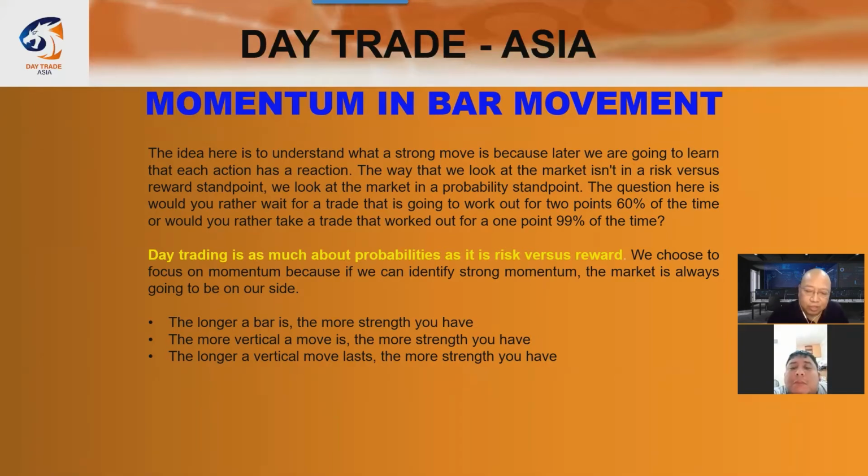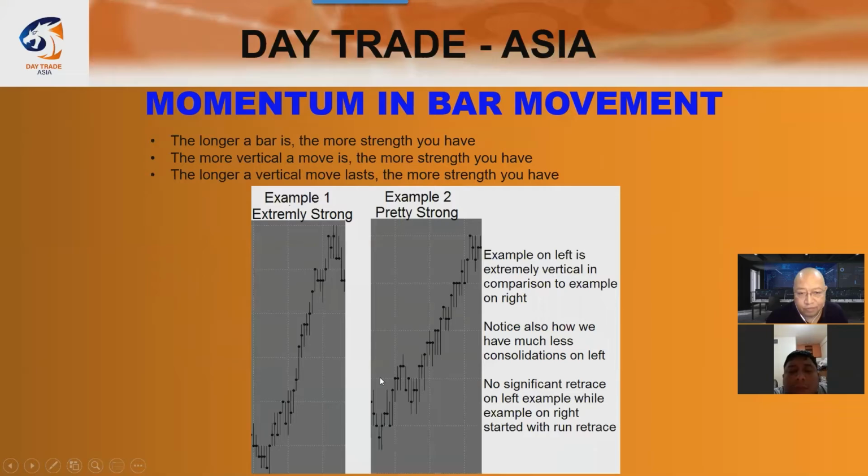If you're taking a trade that's going down, you want to take a short trade, make sure the momentum is going down, okay? So again here, the longer a bar is, the more strength you have. The more vertical a move is, the more strength you have. And the longer a vertical move lasts, the more strength you have. For example, here are some examples.